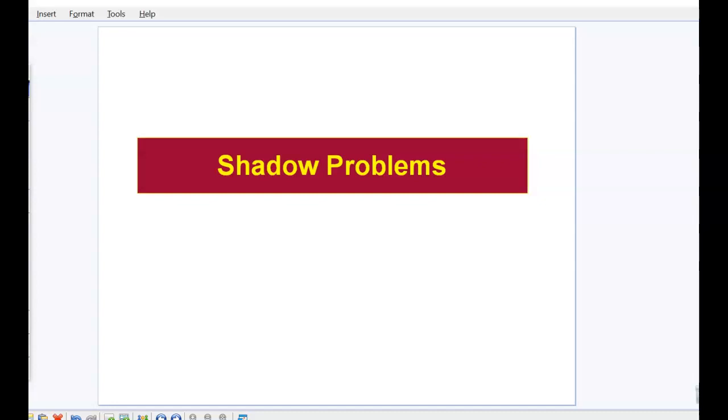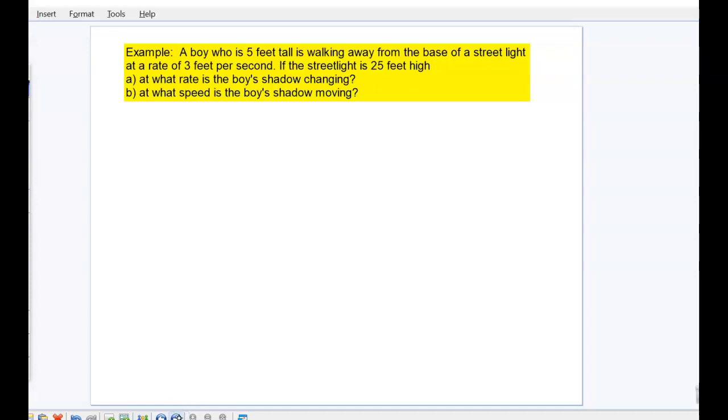In our last video on related rates, we're going to look at shadow problems and one trigonometric problem. In our first example, we have a boy who is 5 feet tall walking away from the base of a street light at a rate of 3 feet per second. If the street light is 25 feet high, at what rate is the boy's shadow changing?